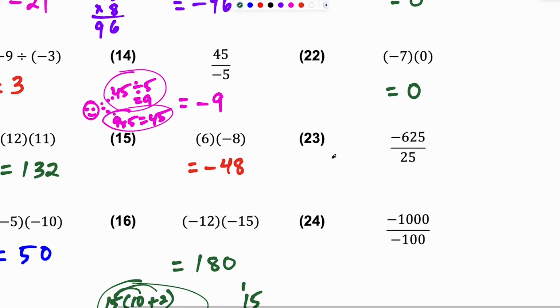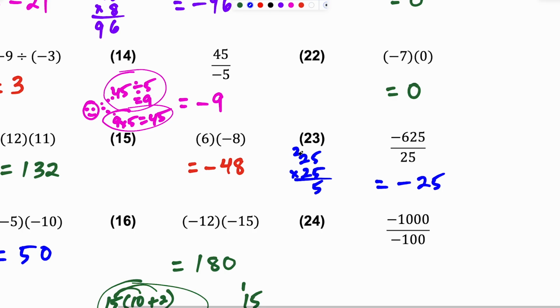Next up, we have question 23. So we have negative 625 divided by 25. So we're dividing a negative by a positive, so the quotient is negative. And then 625 divided by 25 is 25. Okay, so this is just one of the perfect squares. And if you had to, just see on the side, 25 times 25 is equal to 625. So I'll just work this out.